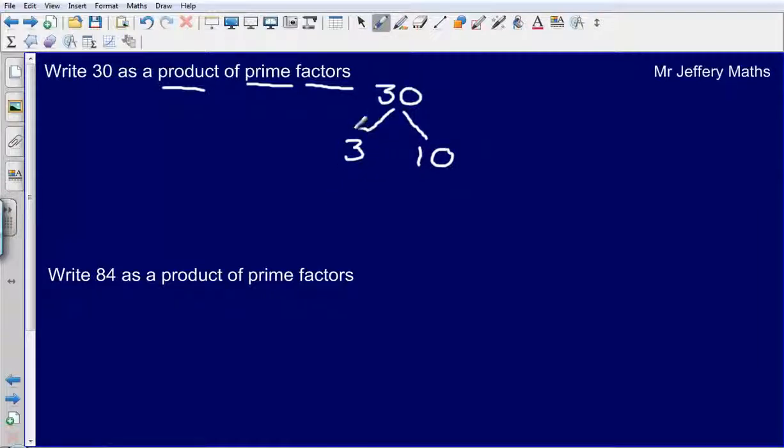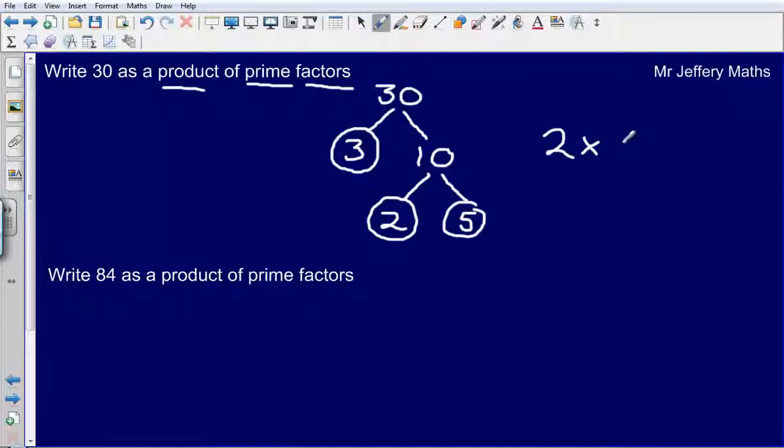Now, if I get a prime number, all I'm going to do is circle it. So there, 3 times 10, 3 is a prime number, so I've circled it. Now how can I make 10? Well, I can make 10 by doing 2 multiplied by 5. Again, I've reached 2 prime numbers here. 2 is a prime number, 5 is a prime number. So what I'm left with is 2 multiplied by 3 multiplied by 5. As soon as you get to a prime number, circle it, then close that avenue off.